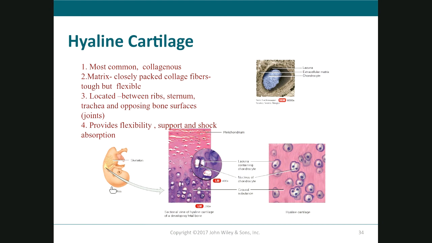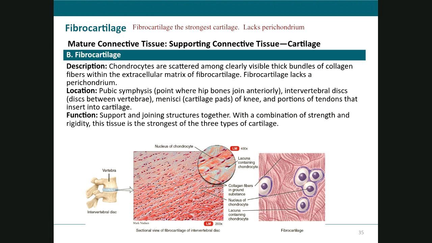Some characteristics of this, it's going to provide flexibility, shock absorption, and support. The second one is fibrocartilage. So fibrocartilage is the strongest of the three. It does lack the perichondrium. So in this one, the chondrocytes are scattered more clearly. You can see thicker bundles of collagen if we look at this histologically.